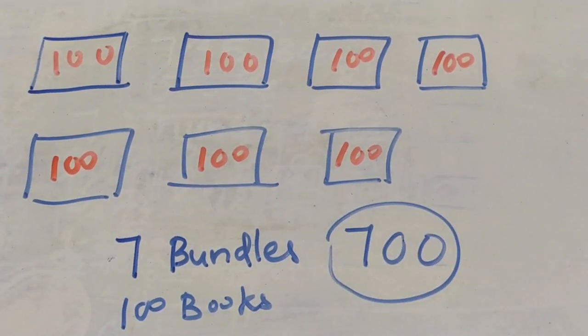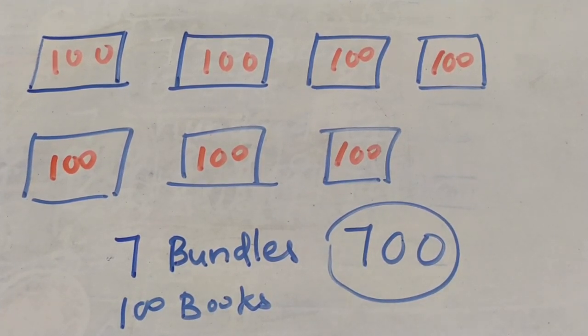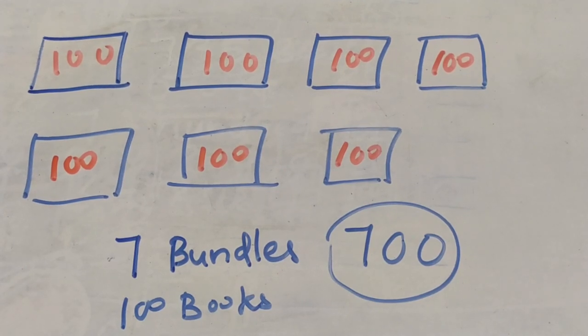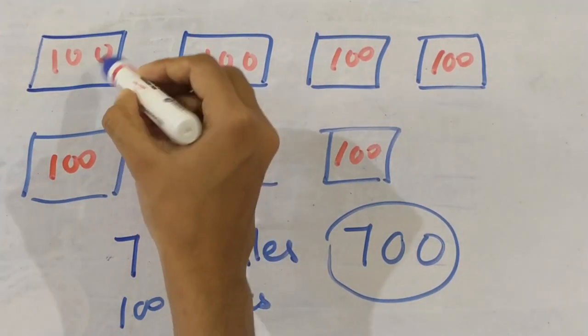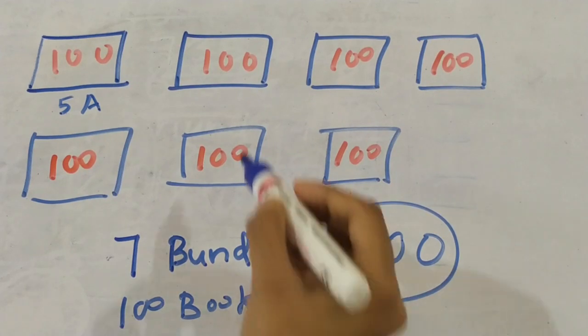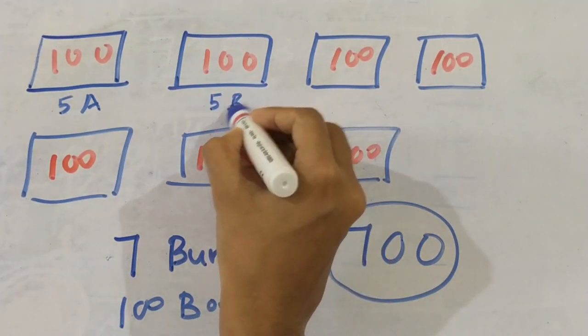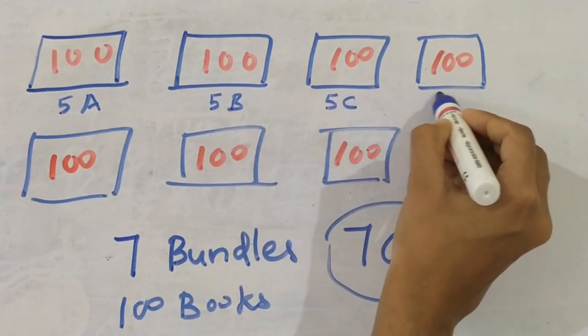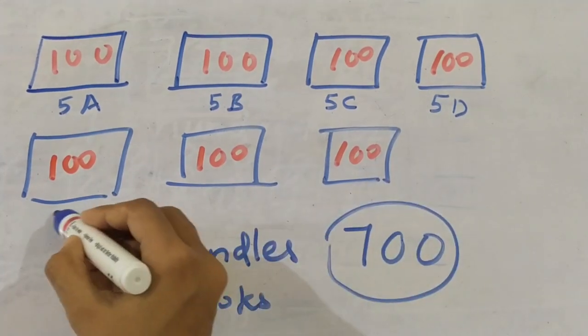Okay, now we are going to divide these 100 books, that is the 7 bundles. We are going to give bundles to each class. Okay, how many classes are there? 5 classes are there. Okay, so first I will give this to 5A class. I will give this to 5A. Now this to 5B, 5C, 5D and 5E.